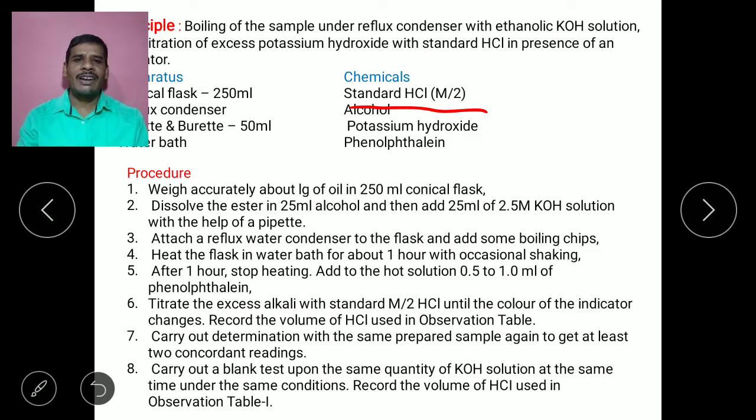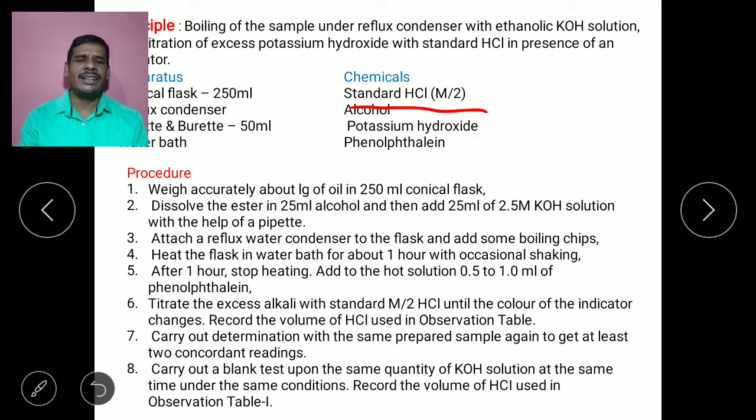Then heat the flask in a water bath for 1 hour, with occasional shaking. Why do we use the water bath here? We know that the boiling point of ethanol is less than 80 degrees centigrade, and when we use water in the water bath, we maintain about 100 degrees centigrade temperature, which is greater than the boiling point of ethanol. Hence in this case we use the water bath.